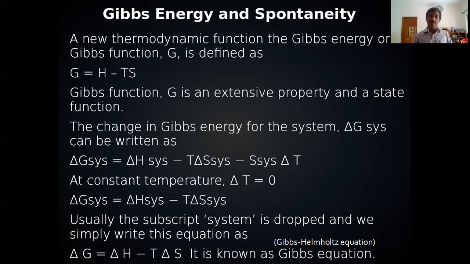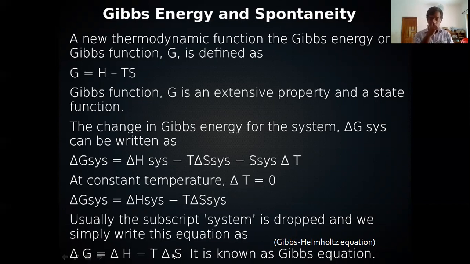The change in Gibbs energy for the system, delta G system, can be written as delta G system equal to delta H system minus delta (TS). That can be expanded as T delta S system minus S system delta T. But we know here the temperature is constant. So this term will become 0. Therefore, our equation: delta G system is equal to delta H system minus T delta S system. Usually we will not write this system here. So simply delta G is equal to delta H minus T delta S.